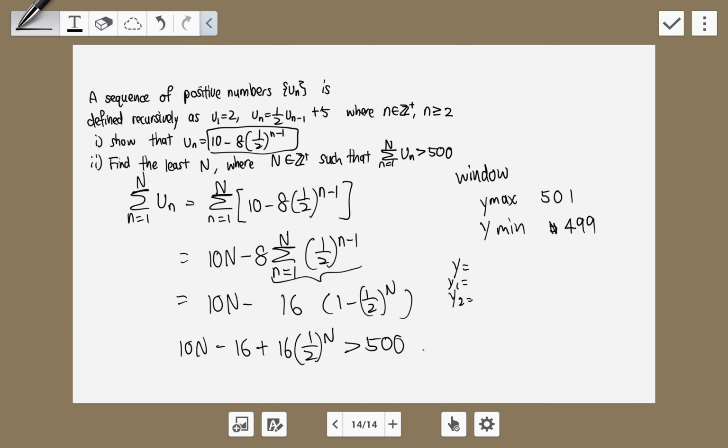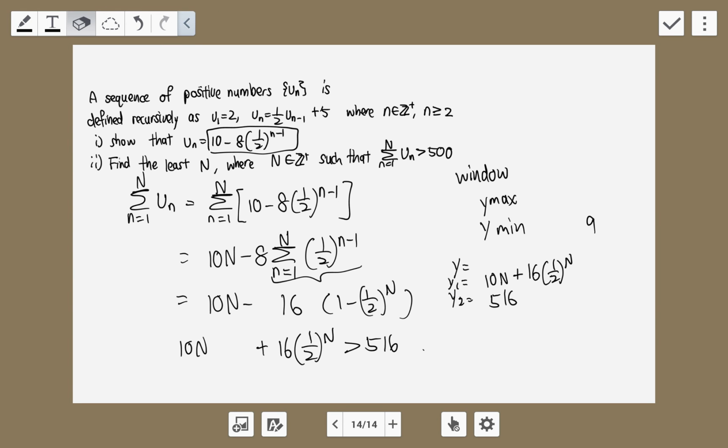Then for Y1 you key in 10n minus 16 plus 16 times half to the power of n. Actually this 16 can be brought over, so instead of minus 16, this could be 516. So you just key in 10n plus 16 times half to the power of n for Y1, and for Y2 I just key 516. If I key 500, that means I must change this y max to 517 and this one to 515, so I can see the intersection point.